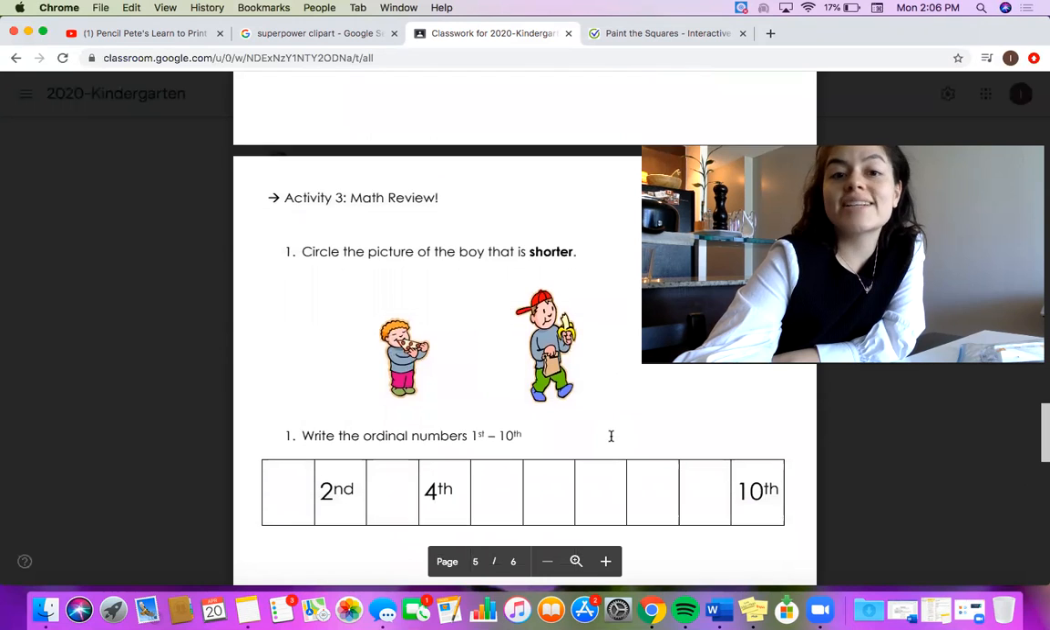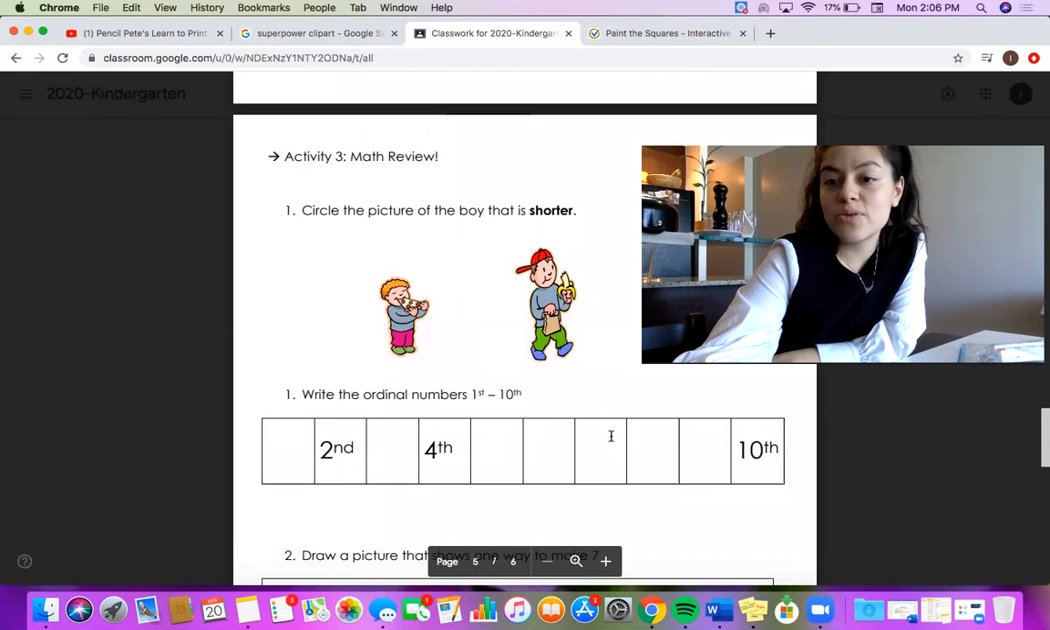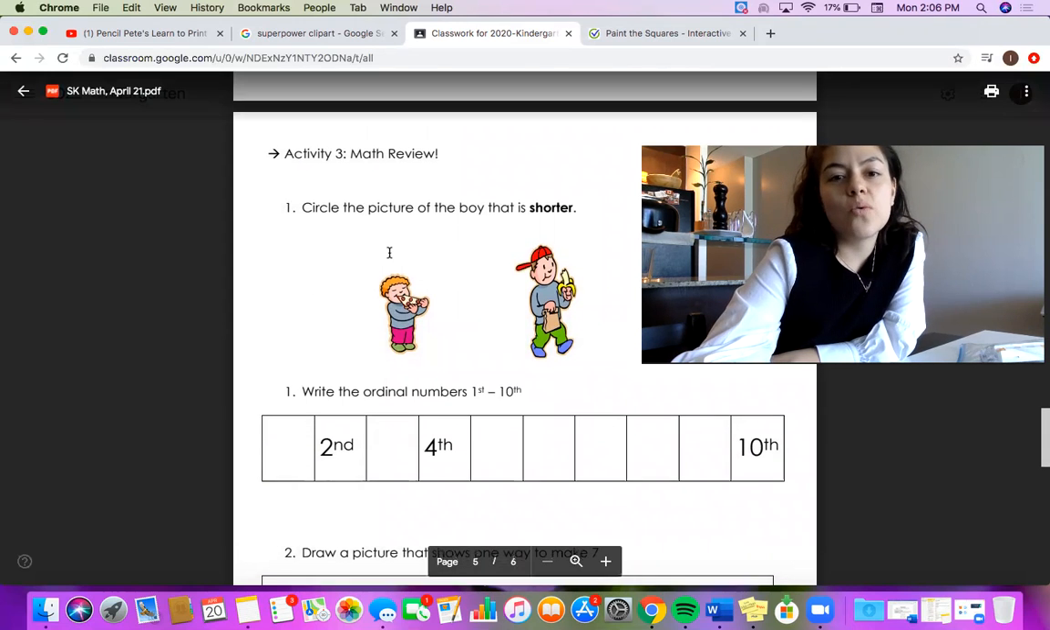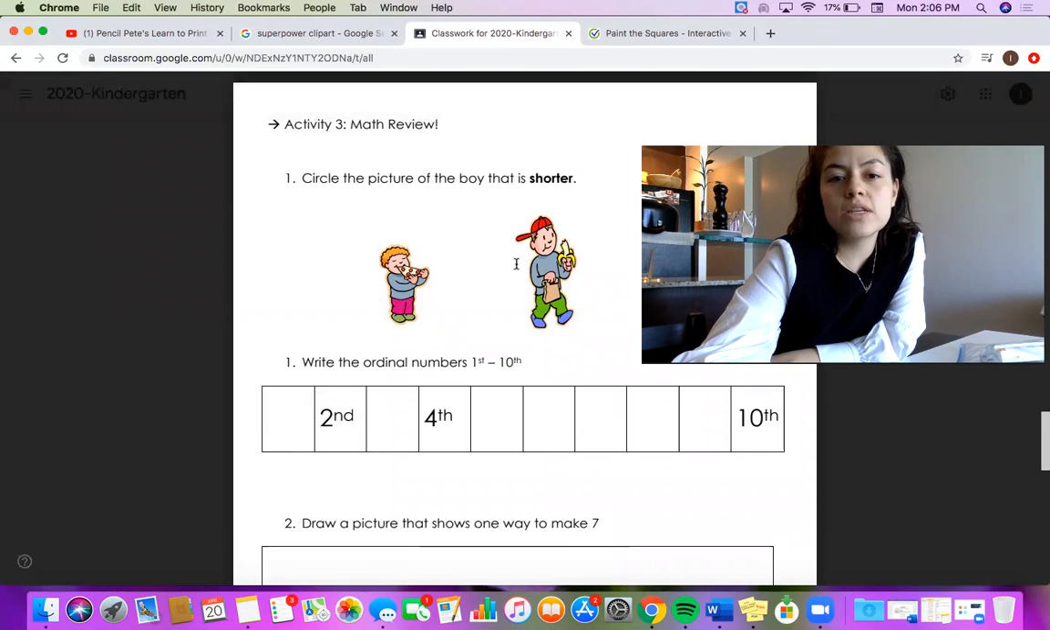When you are finished activity 2, there's a quick math review to be done. If you look at these two individuals, circle the picture of the boy that is shorter.